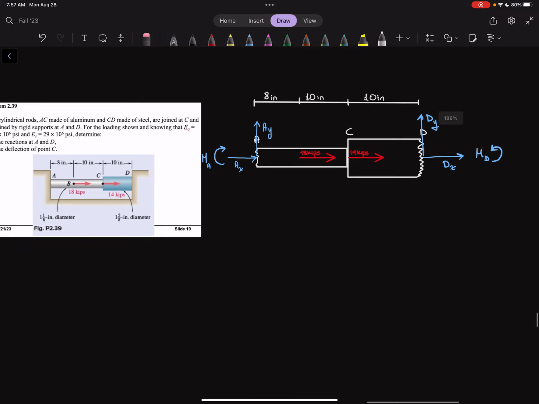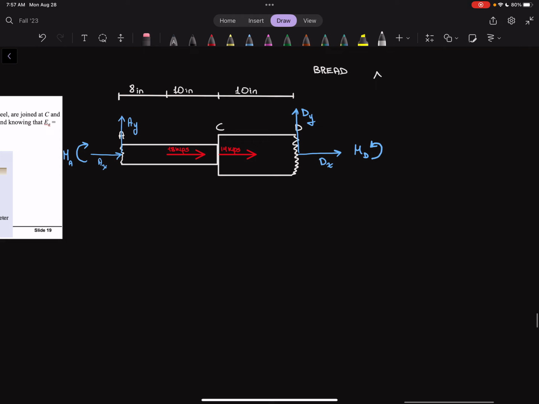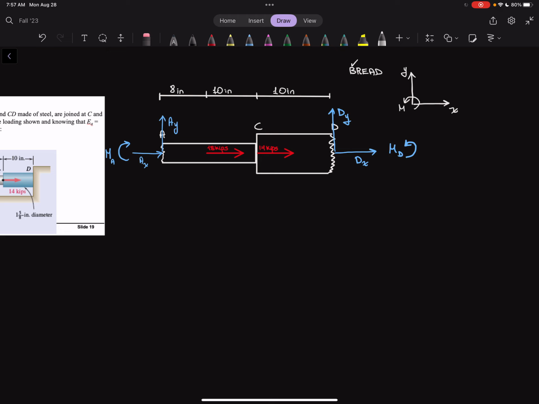Okay, so now we can check our acronym. I used the acronym BREAD to see if I missed anything. And I realized that I didn't put my axes. So I'll put these over here. This is my X direction, my Y direction, and my positive moment direction. So B stands for body.